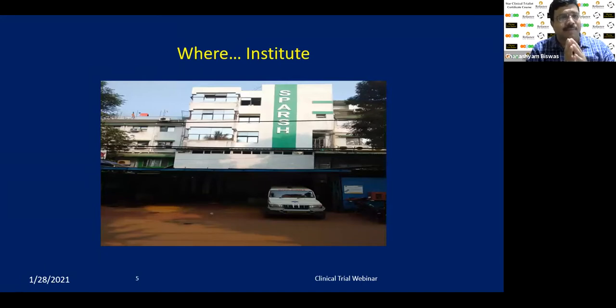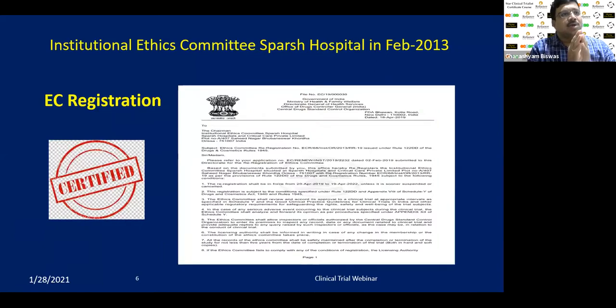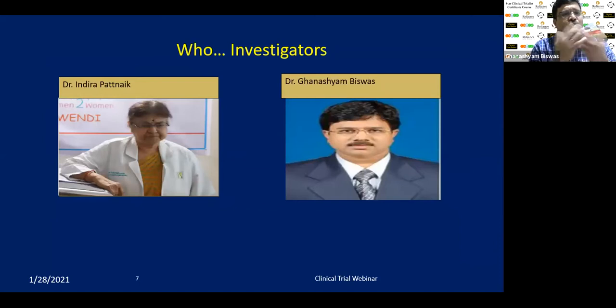So that is the basic requirement. Once you start, you need to form an ethics committee. It took almost 7-8 initial years to form an ethics committee, named the Institutional Ethics Committee, Spurs Hospital, in February 2013. And we got the EC registration, which we get renewed every 3 years. And that was probably the first time a DCGI approved clinical center in the private sector got approved in the state of Odisha.